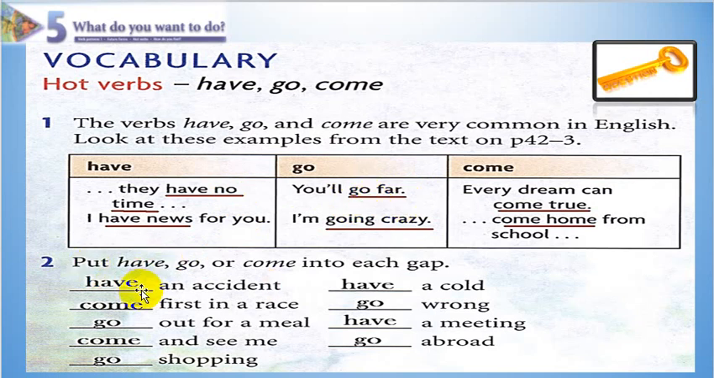Now, number 2. Have an accident. أيضا expression. Come first in a race. جاء بالمرتبة الأولى. Come first. Go out for a meal. تعبير go out. Come and see me. تعابير هاي كلها expressions, common expressions. Go shopping. We said that already. Go shopping. Have a cold. لديه نزلة برد. Go wrong. يخطئ. Have a meeting. لديه اجتماع. Go abroad. أيضا ذكرناه يسافر للخارج. أيضا فأنتم مسؤولون عن هذه التعابير. هذه حليت لكم إياها أنا.